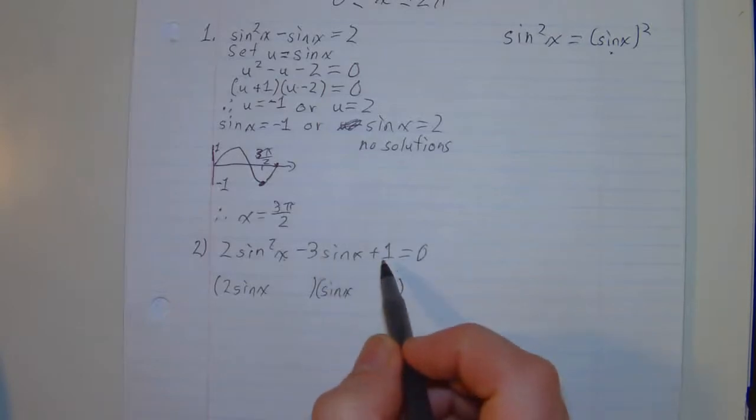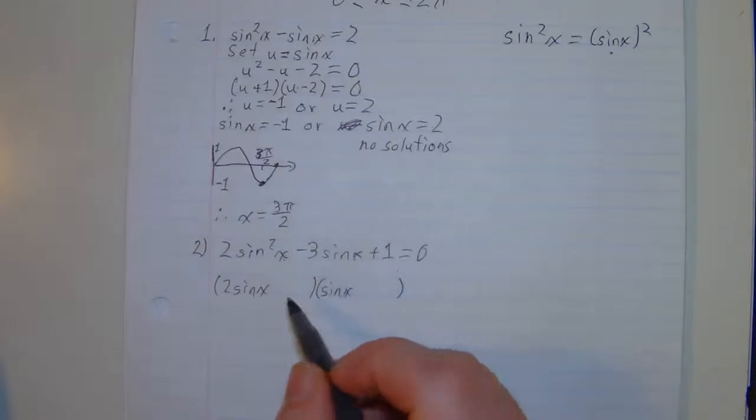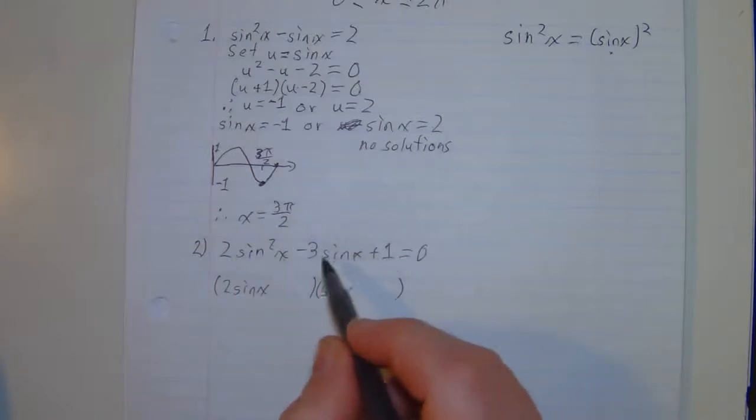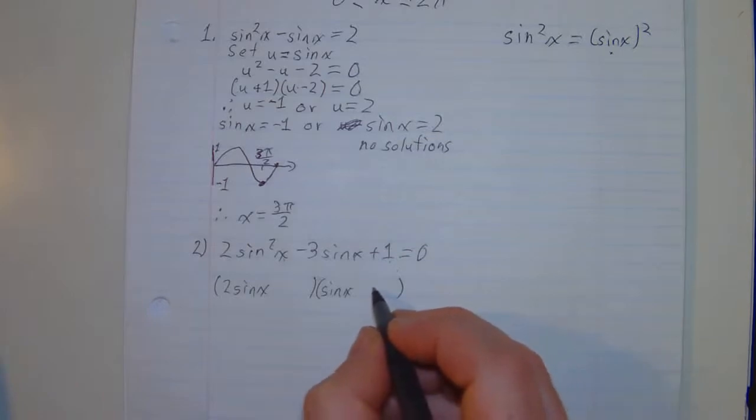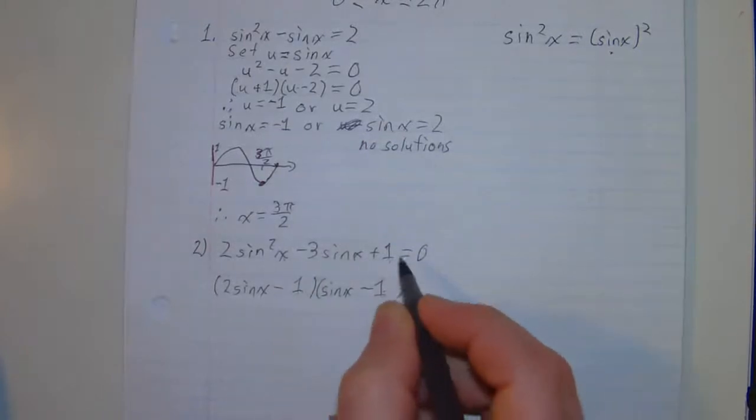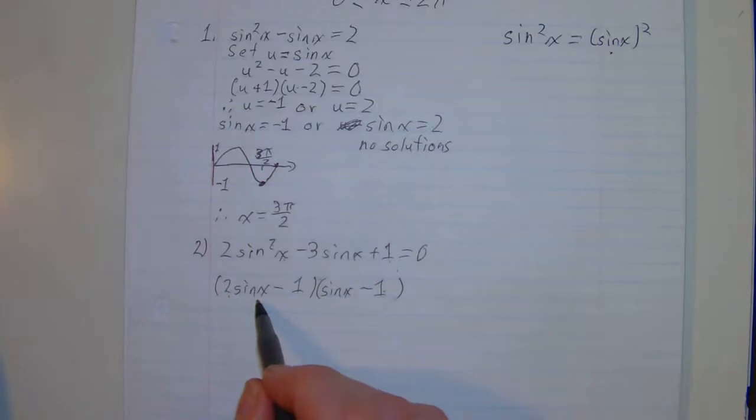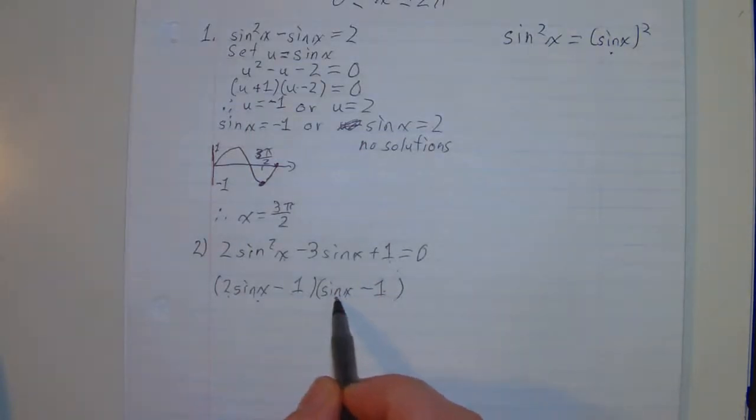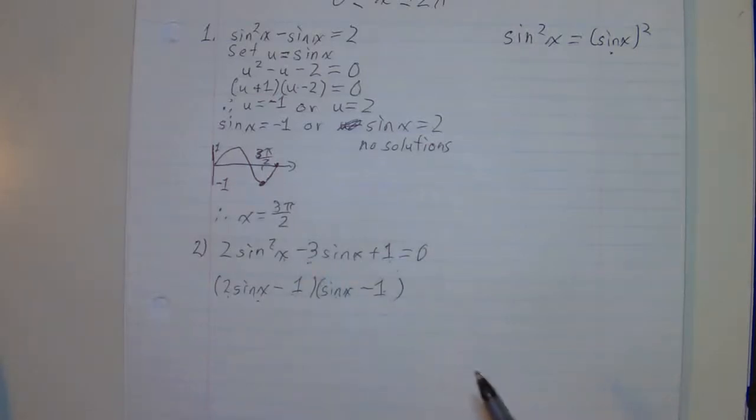And then I want 2 numbers that multiply, or I want to do my multiplication so that I get the -3 and the +1. So if I go -1 here and -1 here, -1 times -1 is +1. -1 times 2 sine x is -2 sine x. -1 times sine x is -1 sine x. -1 minus 2 sine x gives me -3 sine x.